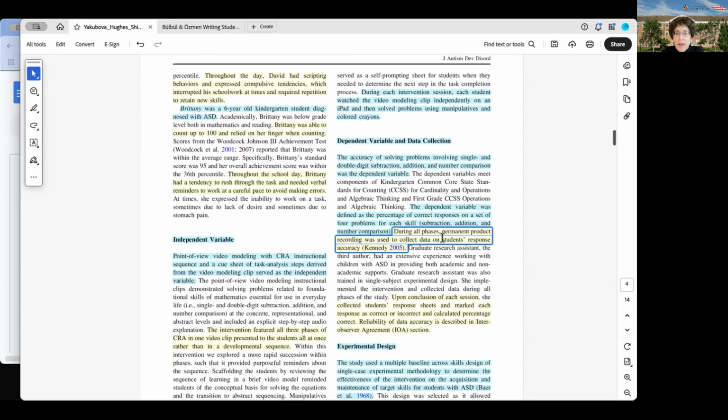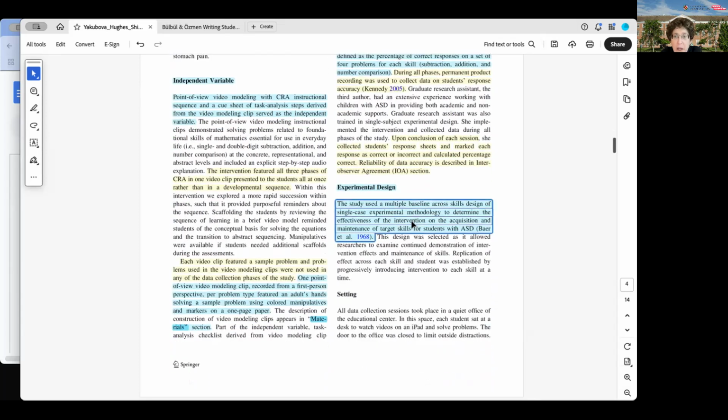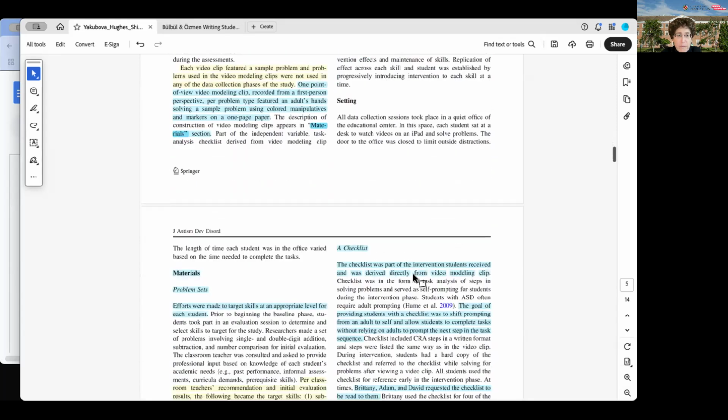Okay, then something that we're going to talk about more tomorrow is what's called permanent product recording, which means they collected the work that the kids finished, and that's the permanent product, and then they scored the students' responses. Okay, so the experimental design is as follows. They're telling us it's single case design, multiple baseline across skills. Okay, so 3 different skills are subtraction, addition, and number comparison. So multiple baseline across 3 different skills.